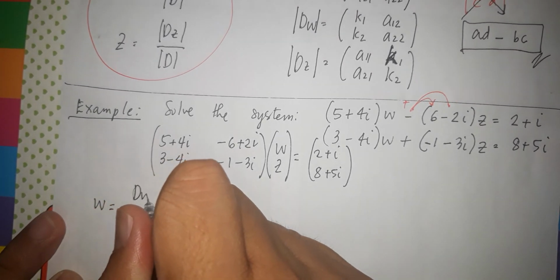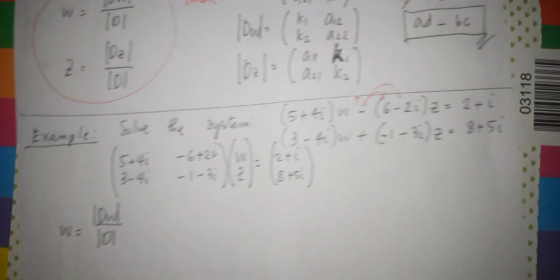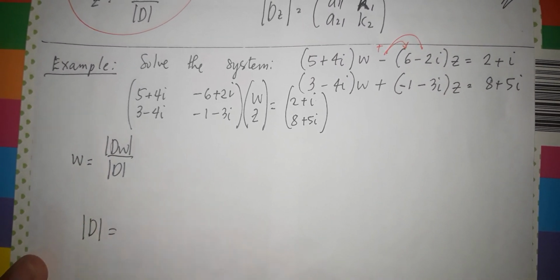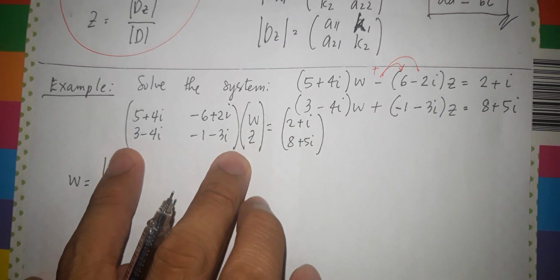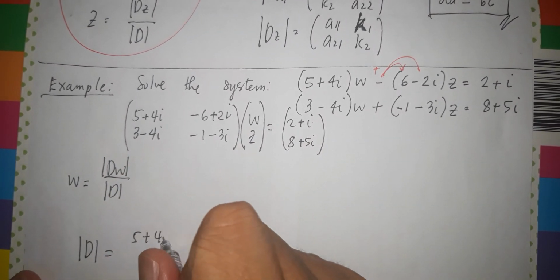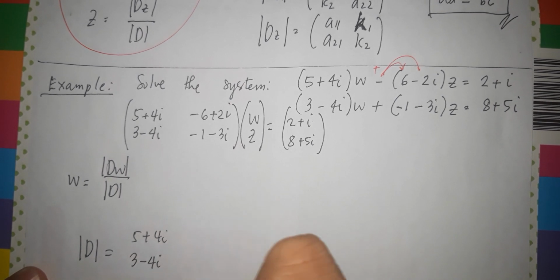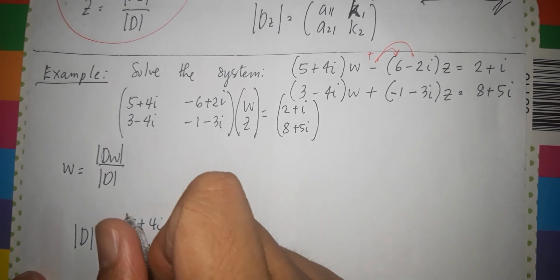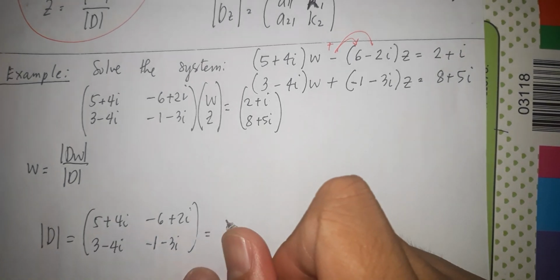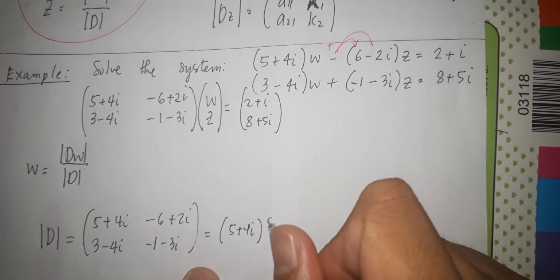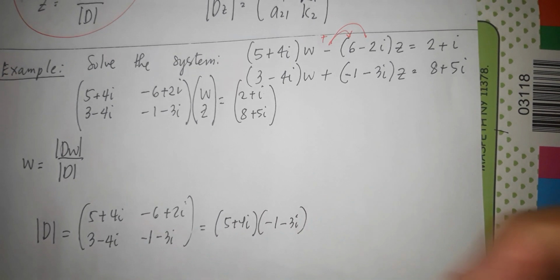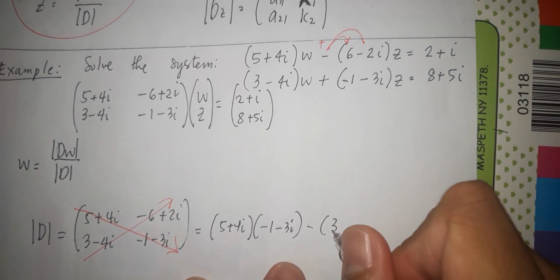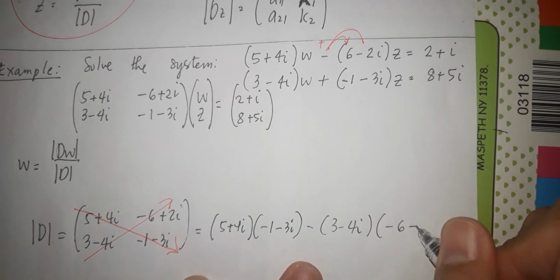So let us try to get the value of W. What's W? dW over the determinant D. So let's get the determinant first. What is the determinant D? The determinant D is the determinant of this matrix: 5 plus 4i, 3 minus 4i, negative 6 plus 2i, negative 1 minus 3i. All I need to do is to take the product of the down diagonal. So that's 5 plus 4i multiplied by negative 1 minus 3i, minus the product of the up diagonal. So that's minus 3 minus 4i multiplied by negative 6 plus 2i.